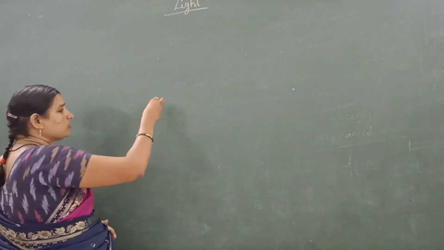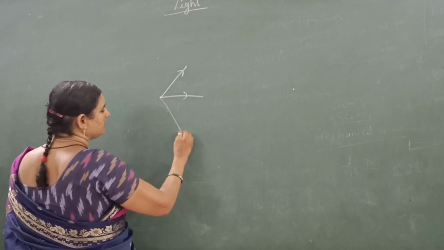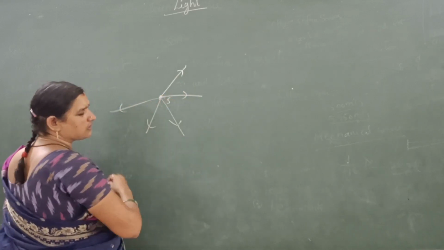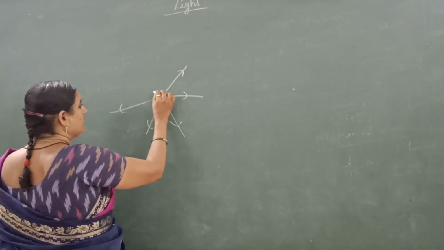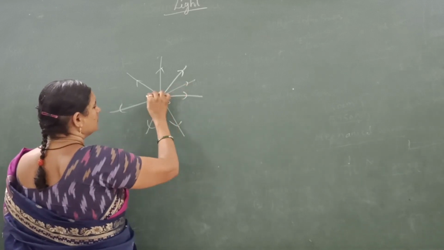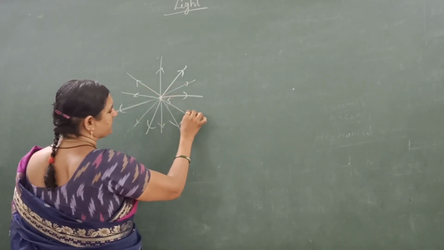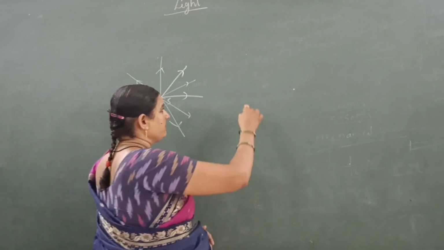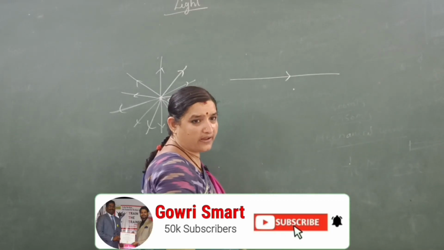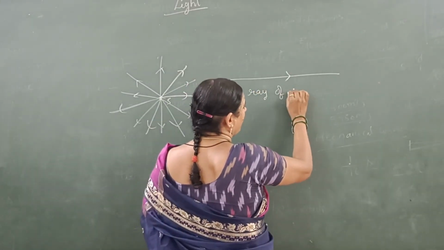From the source of light, light always travels in all directions in a straight line. In all directions, light rays pass through in a straight line. Okay, the path of the light is called a ray of light.